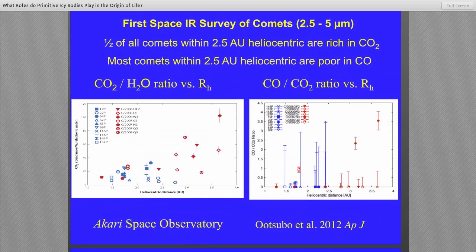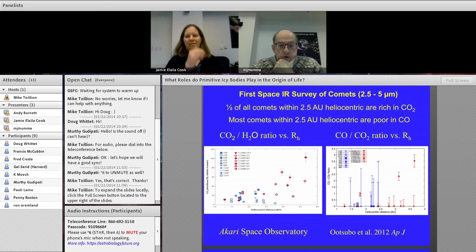I'm going to skip over this so you can go back and look at this later. This is from the Akari Space Observatory, and for some reason I seem to go on to full screen display here. Okay, that's good.